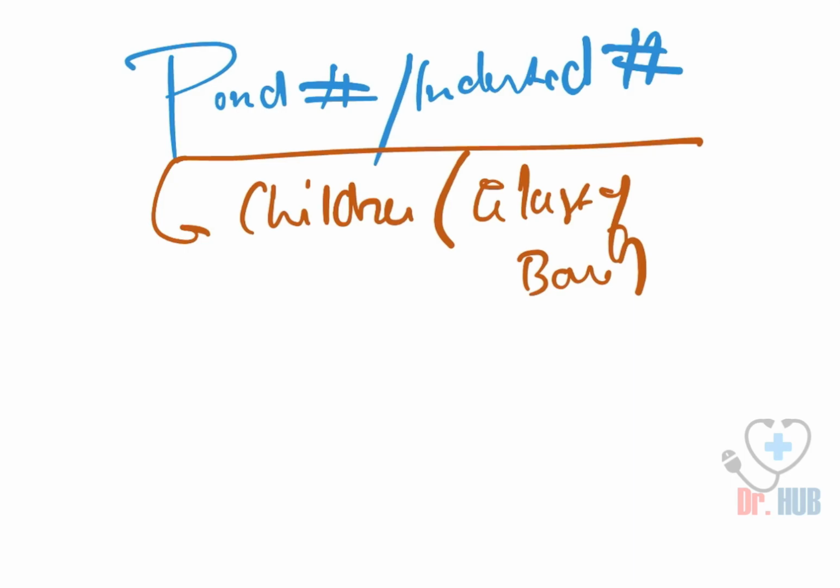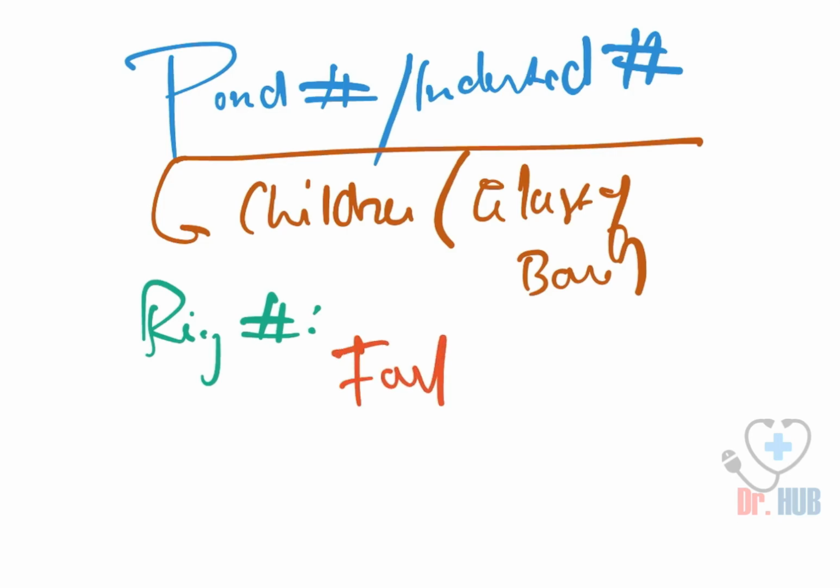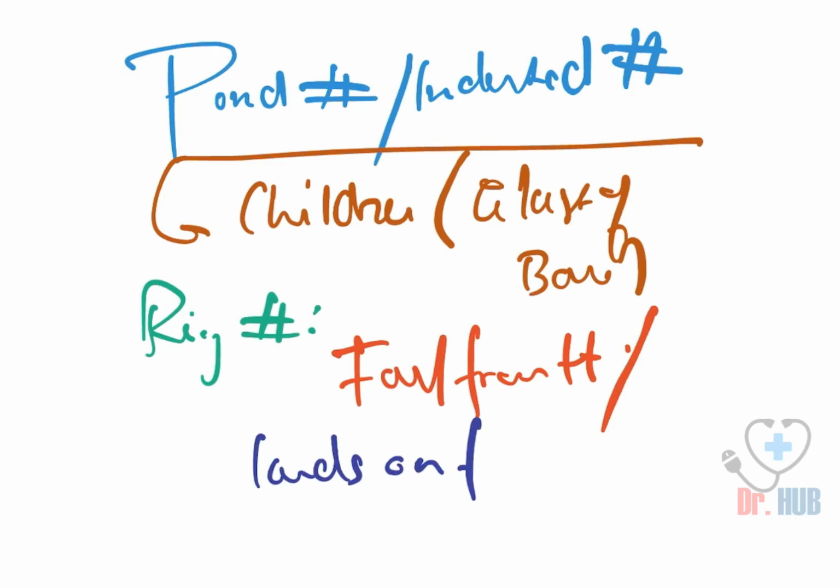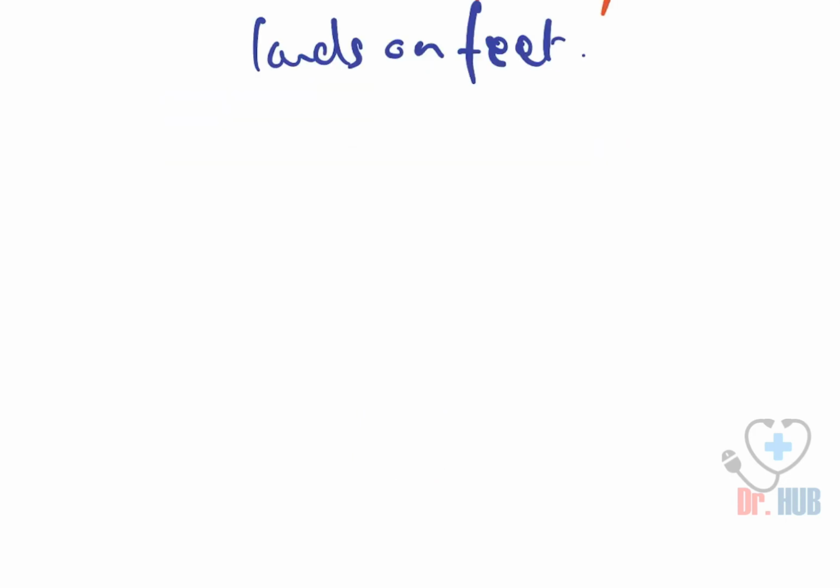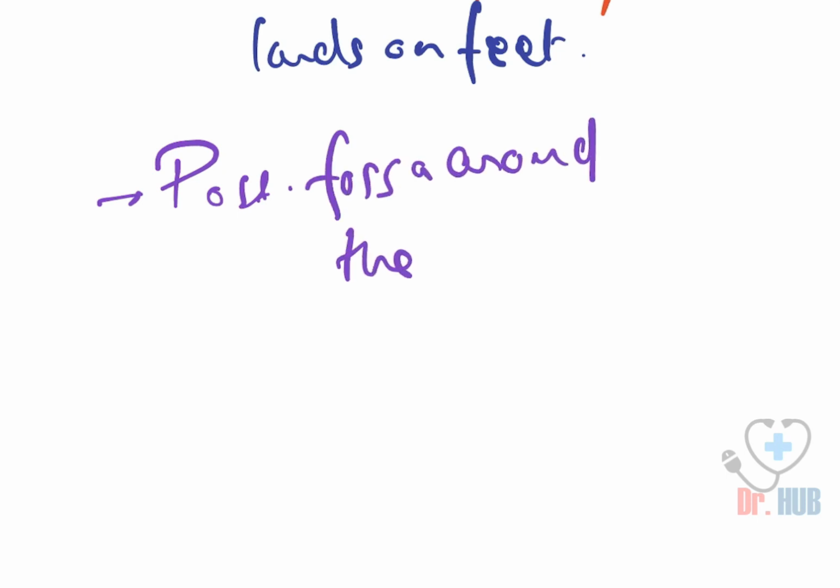The last question we asked was: what is a ring fracture? A ring fracture is usually caused due to a fall from height, where the individual lands on feet. These occur in the posterior fossa, around the foramen magnum.